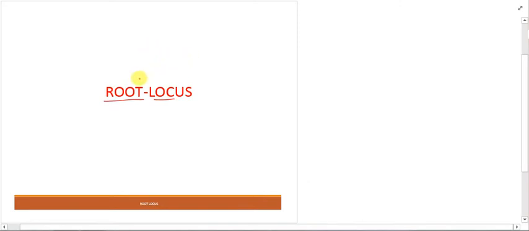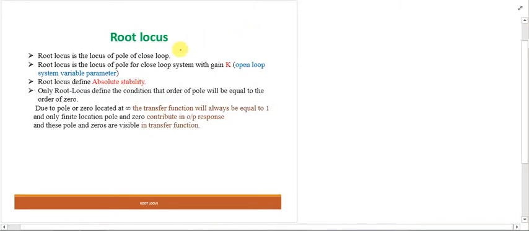Today we are going to study about root locus. First we study some theory parts and then we solve numerical problems. Now, what is the root locus? Root locus is the locus of poles of a closed loop system.